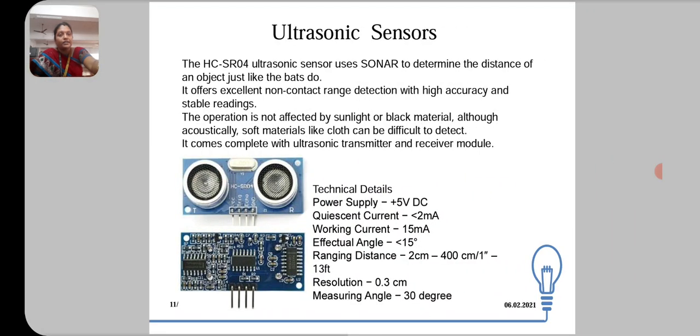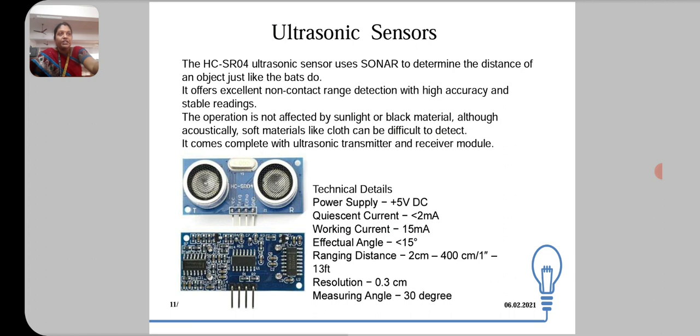And the last one is ultrasonic sensor, that is HC-SR04 ultrasonic sensor. It uses a sonar to determine the distance of the objects, just like the bats. So ultrasonic sensors use sound waves to detect the presence of an object or measure the distance of the object.